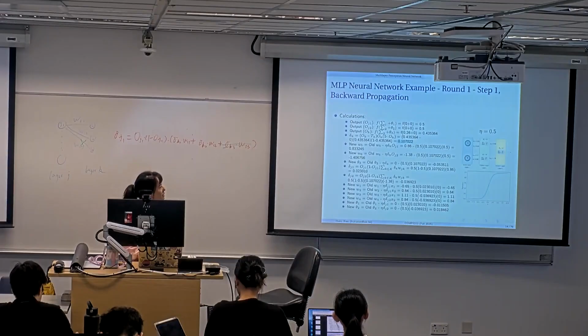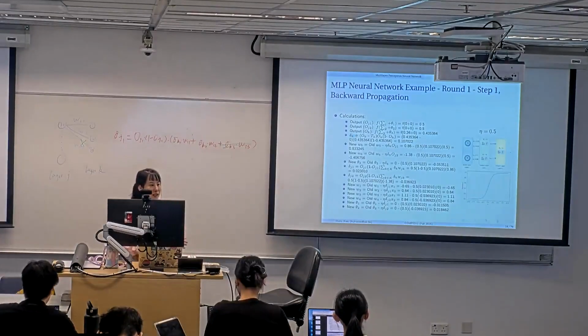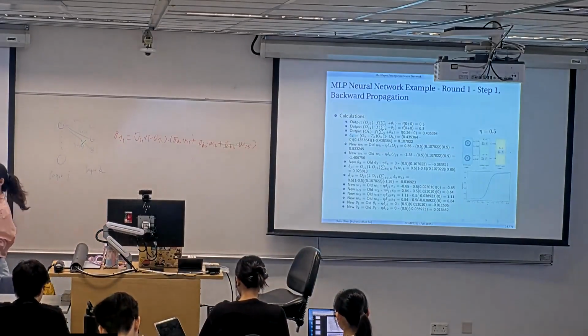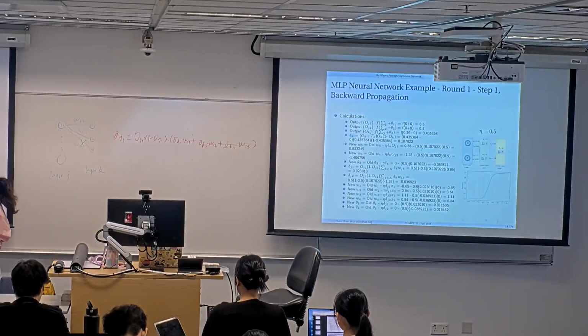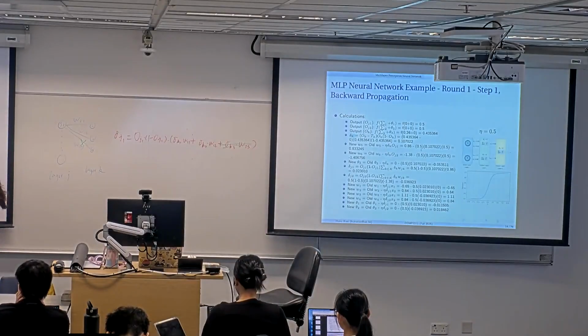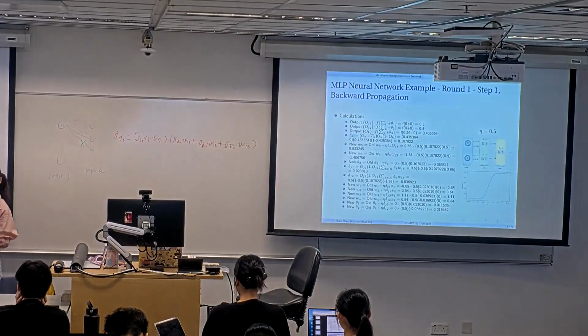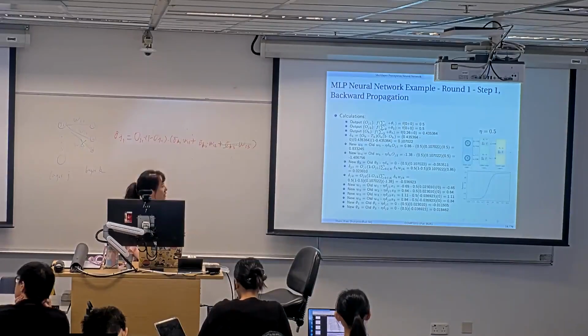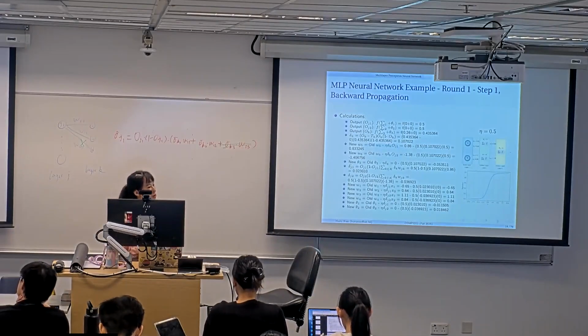Based on this delta K, we can update the parameters between the hidden and output layer. Delta K will be used to update the parameters here, including W5 and W6, these two weight parameters connected to node K, and also theta 3, because theta 3 is a bias term associated with this output neuron. So based on this delta K, we update new W5, new W6, new theta 3, just by following that updating rule. Then we also need to compute delta J.